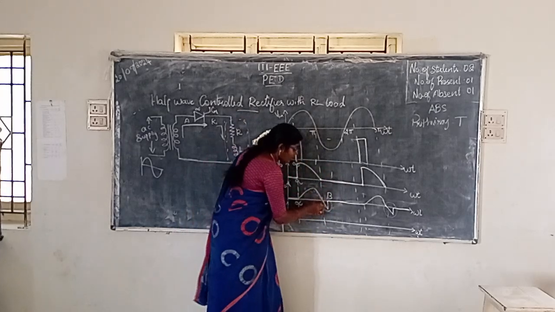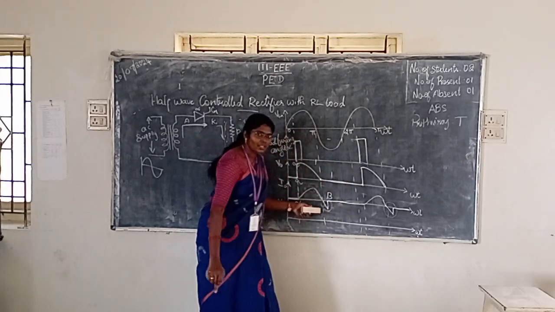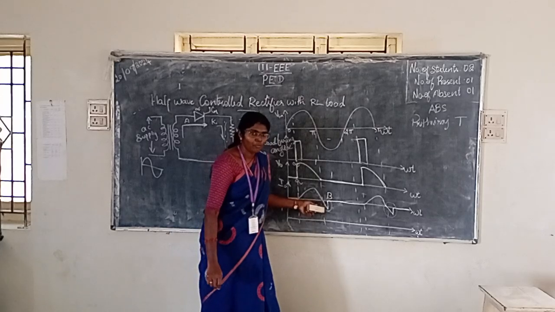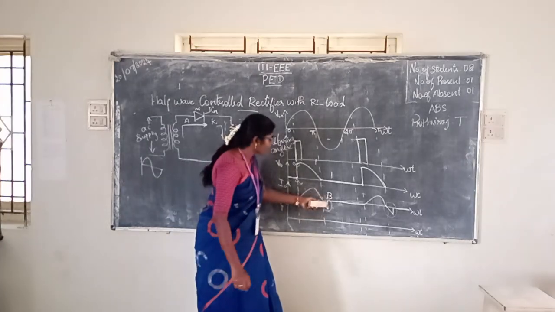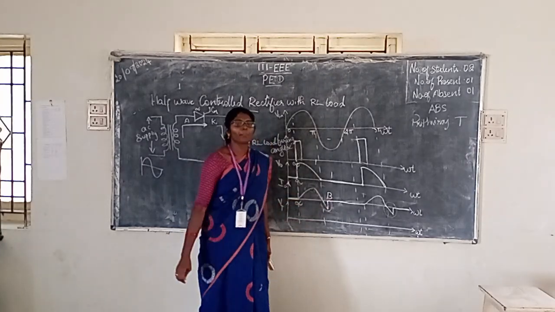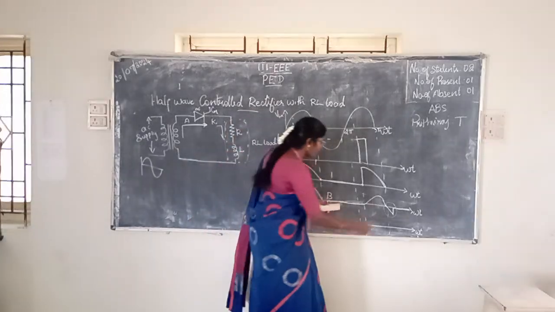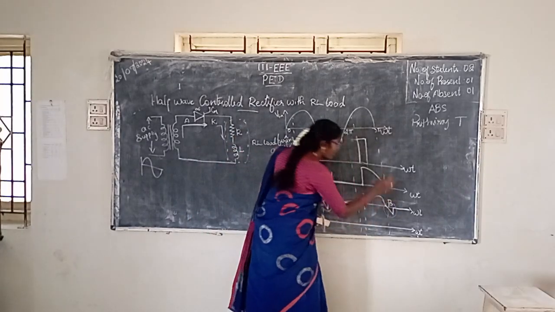What is this angle? Due to the stored current, there is still a flow of current, right? That particular angle is taken as beta.